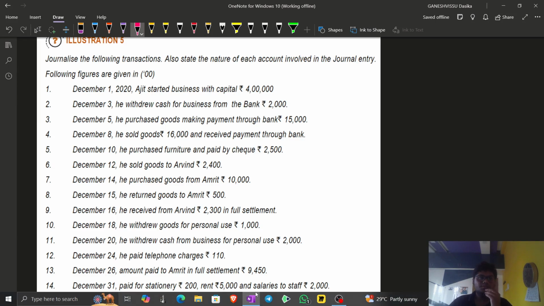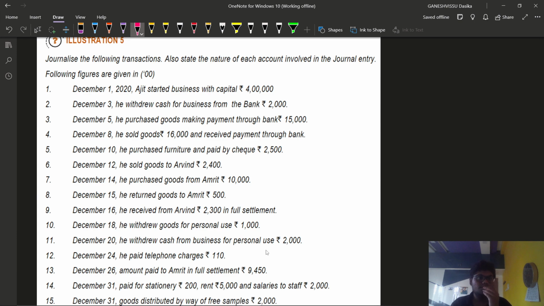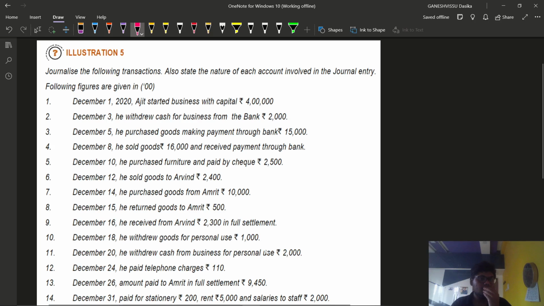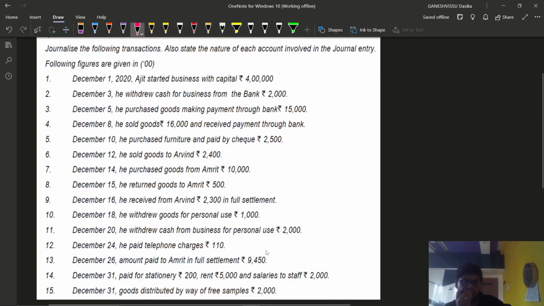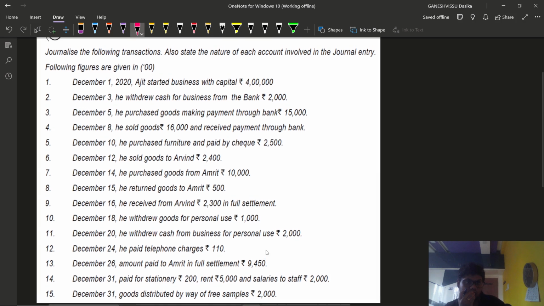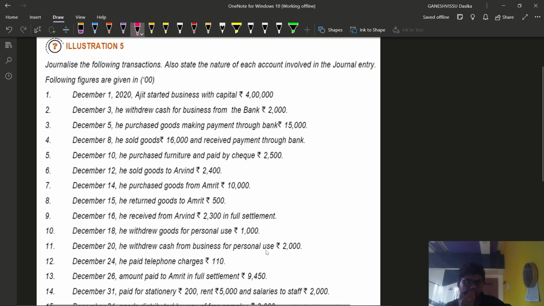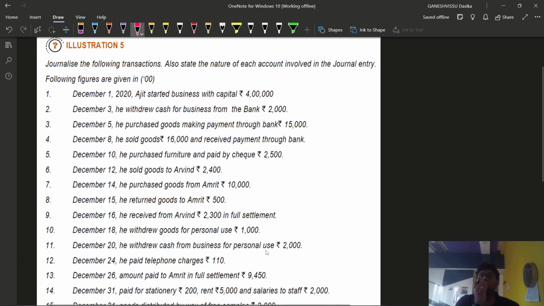Hi friends, in this lecture we are going to see illustration number 5 from ICA study material, which is related to journal itself. And as we can see now, there are 15 transactions in this one question. What we'll do is divide this question into three parts, three videos, and solve five transactions in each video.